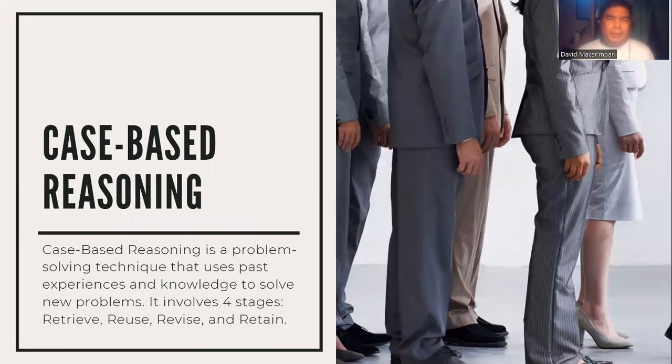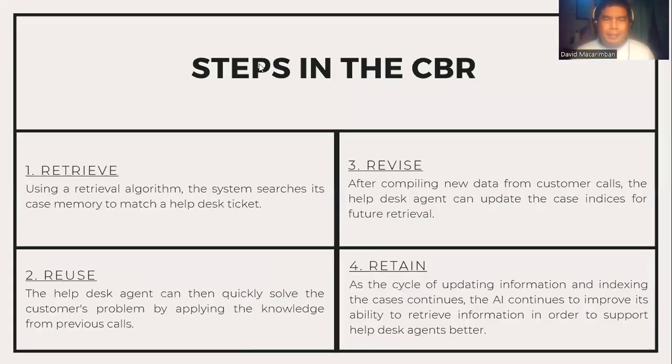Let's move on to case-based reasoning. Case-based reasoning is a problem-solving technique that uses past experiences and knowledge to solve new problems. It involves four stages: retrieve, reuse, revise, and retain. So the steps in case-based reasoning: in retrieve, gathering from memory the experience closest to the current problem.